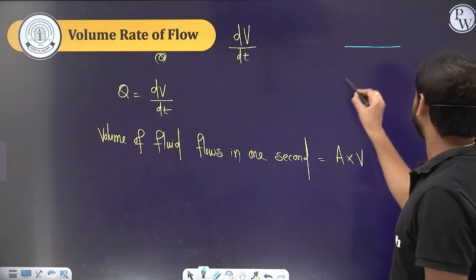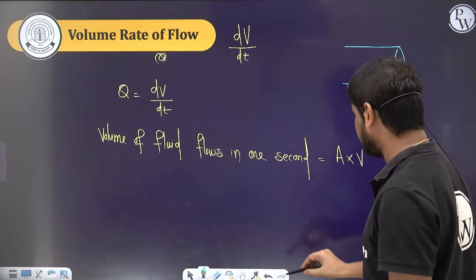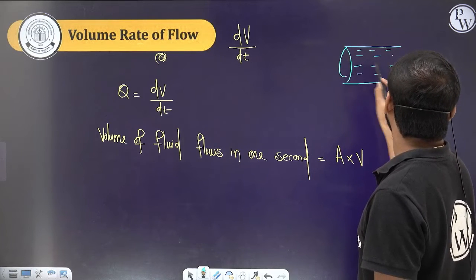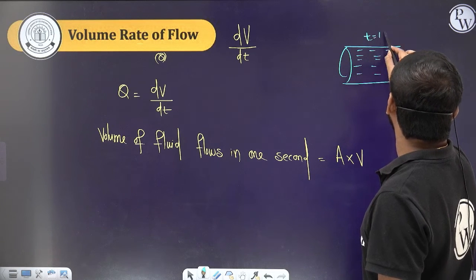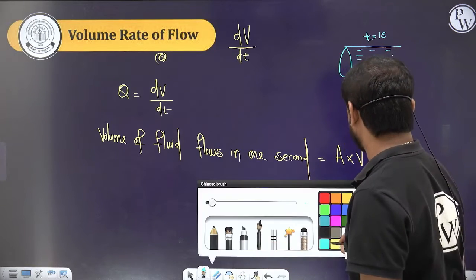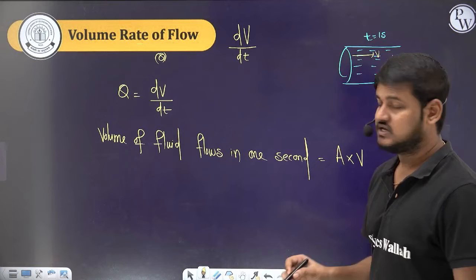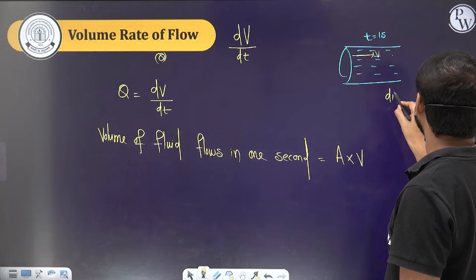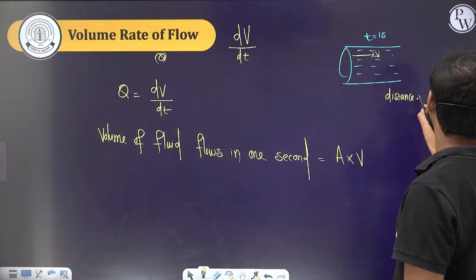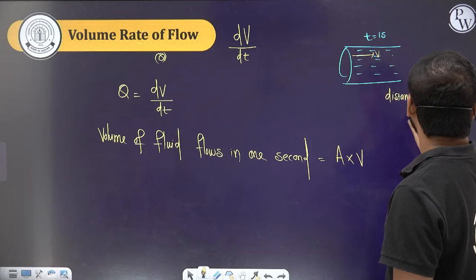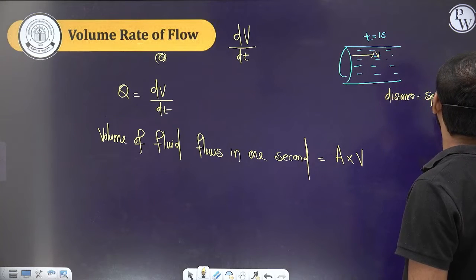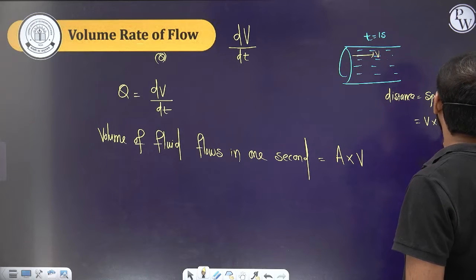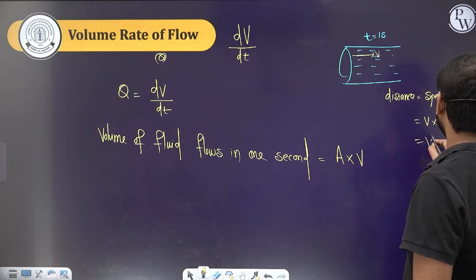Let's suppose this is a tube, and from this tube some fluid is flowing. In t equal to 1 second, let it be moving with a velocity v. The distance is equal to speed into time. With what speed is it moving? V speed. In time 1 second, so the distance is V.